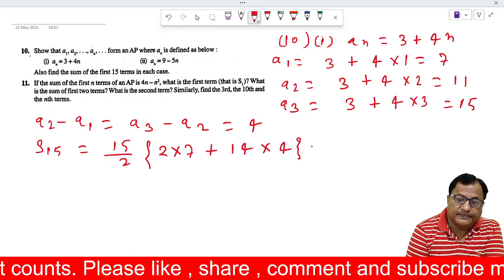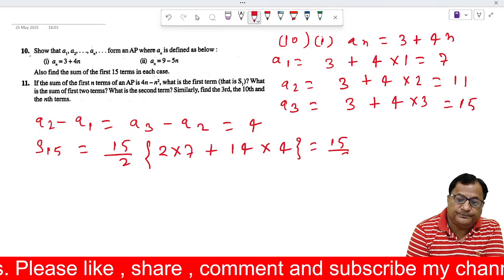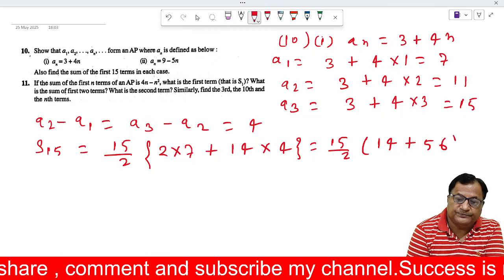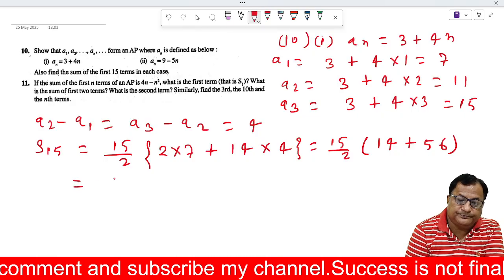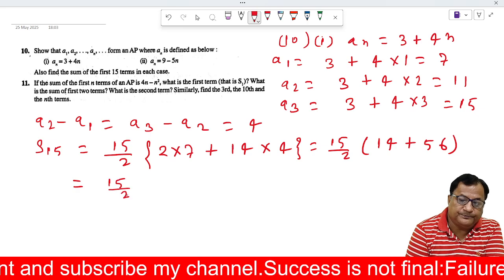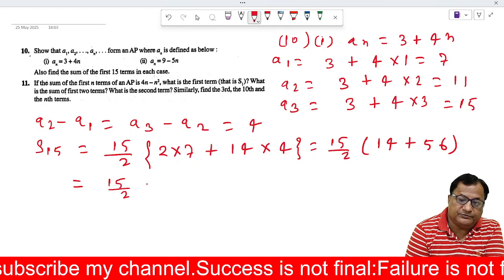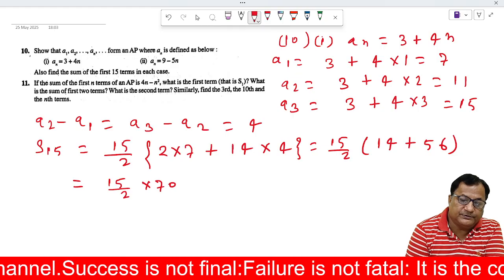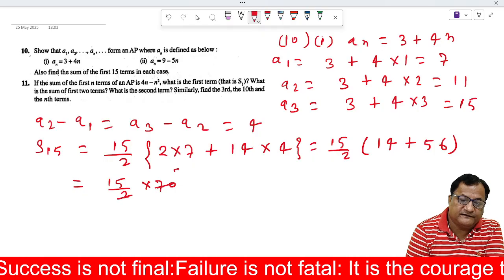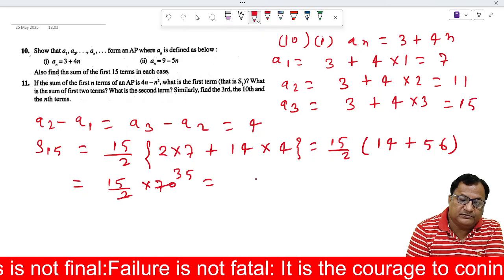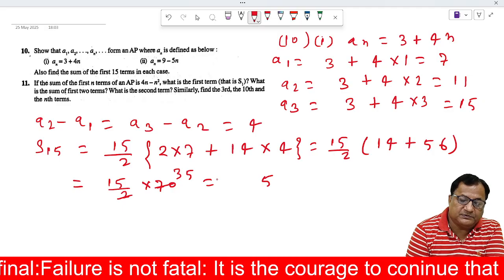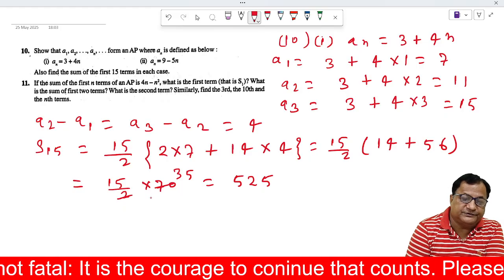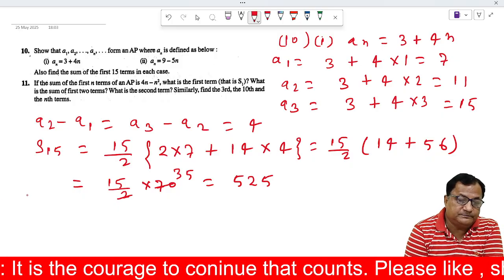So it is equal to 15 by 2 into 14 plus 56, which is 15 by 2 into 70. This is 35, so 15 into 35 is equal to 525. Now see question number 2.